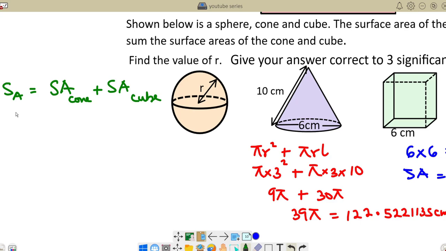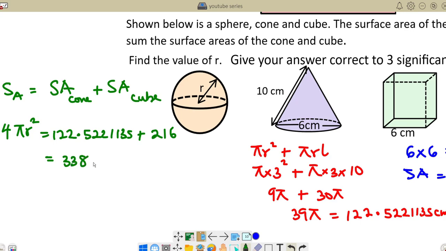The surface area of the sphere is given by the formula 4 pi r squared, which is equal to the surface area of the cone, 122.5221135, plus the surface area of the cube, which is 216. If you add these two, you have 338.5221135, which is equal to 4 pi r squared, the surface area of the sphere.